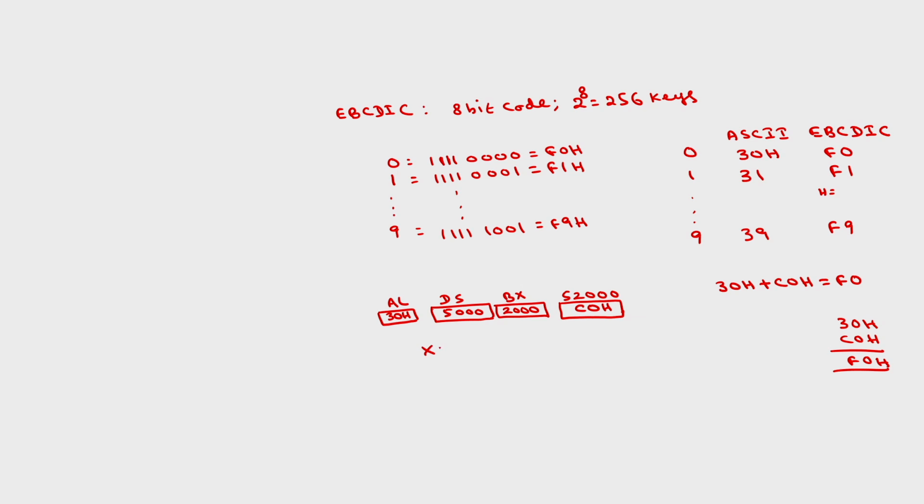So if I write XLAT, what will be the contents of AL? As I have explained, AL will be the contents of AL plus the contents of the memory location pointed to by BX. So this will be equal to: AL contents are 30H, plus the contents of 52,000H. So this is equal to 30H plus C0, so you will get F0H.